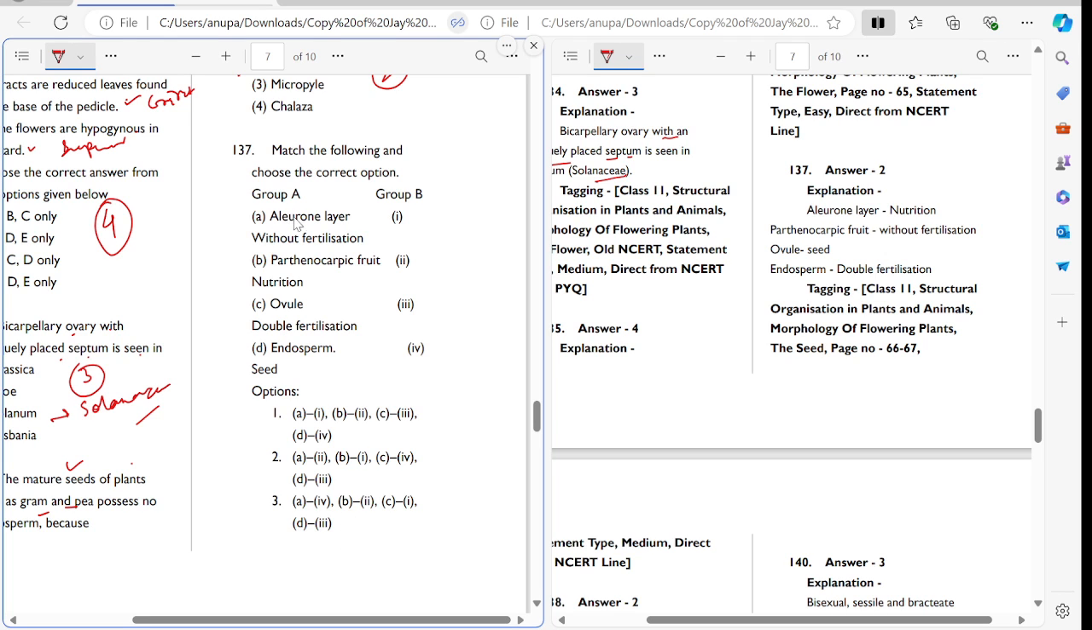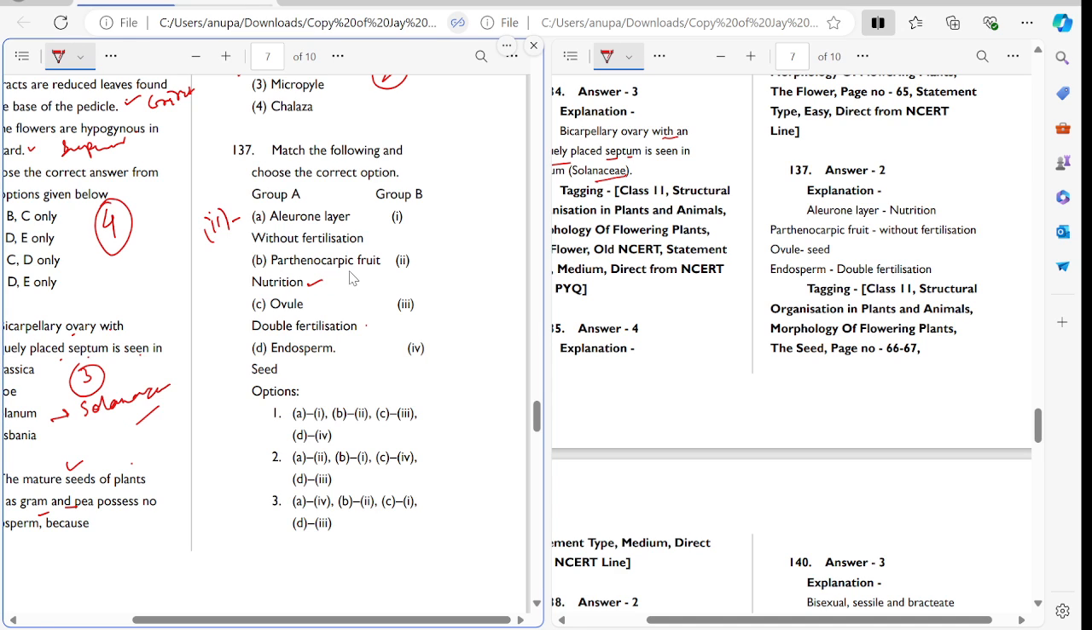Here in group A, we have aleurone layer, parthenocarpic fruit, ovule, and endosperm. And in group B, we have without fertilization, nutrition, double fertilization, and seed. Some situations are given, so we have to match them. So aleurone layer, it is the outermost layer of endosperm, which nourishes the endosperm. So it will give the nutrition. So A will go with nutrition, that is option number 2.